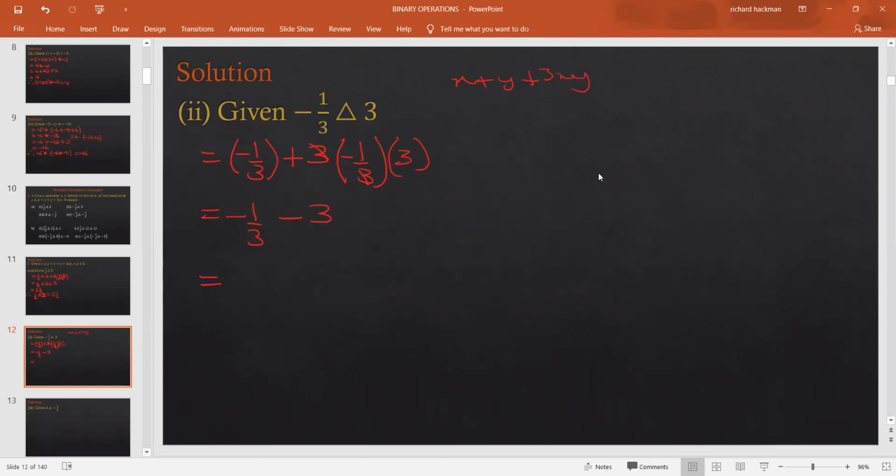Look at it. What is your x? Negative 1 on 3. Okay, what is your y? 3. Okay, so it's going to give you 3 times x, which is minus 1 on 3 here, then times your y. So this is your x, this is your y. But the 3 is already there.